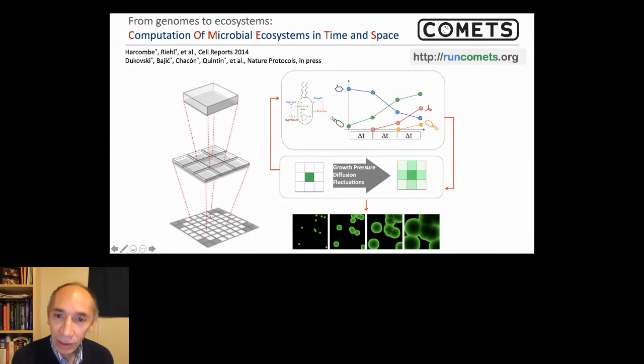We embed this engine into a spatial grid, modeling the growth pressure that is generated by cells, how they grow, diffusion processes, fluctuations, and so on. And we can generate spatiotemporal dynamical predictions of how a community behaves.